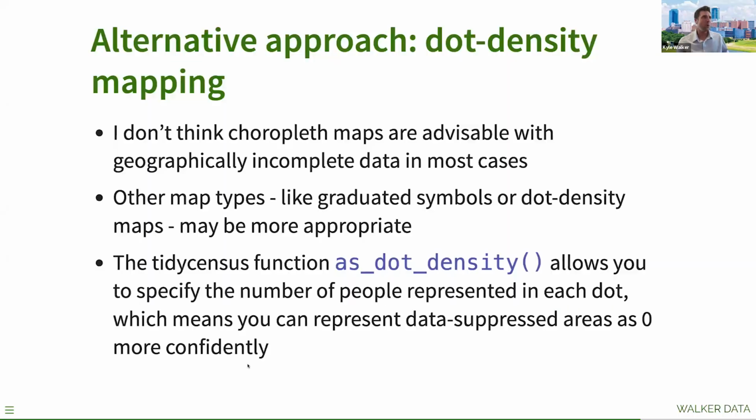So we're going to go over more advanced map types in 2 weeks. But if you think through, there are visualization methods that work to visualize sparse data better than area-based methods like choropleth maps do. A great method, I think, is something called a dot density map, which you can create using tidycensus, using the as.density function. And what this does is it allows you to specify the number of people represented by dots, which means you can actually represent data suppressed areas as 0 more confidently.